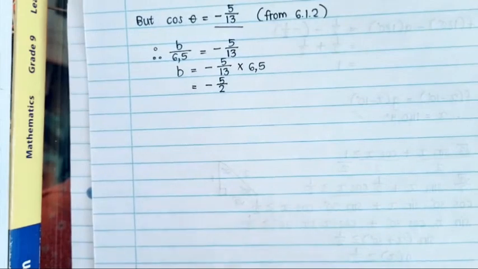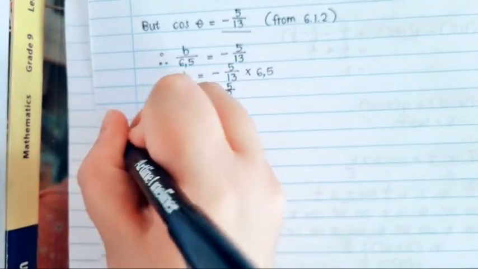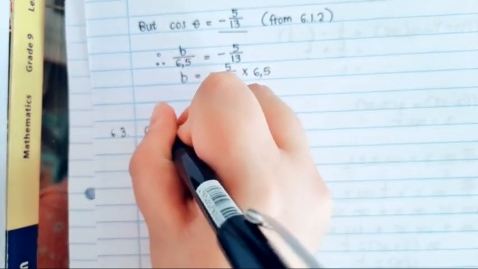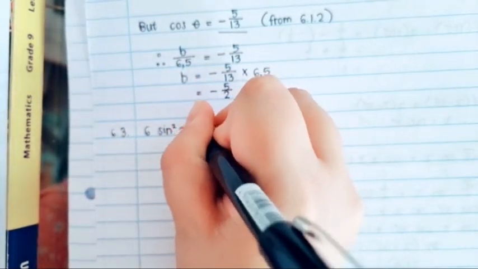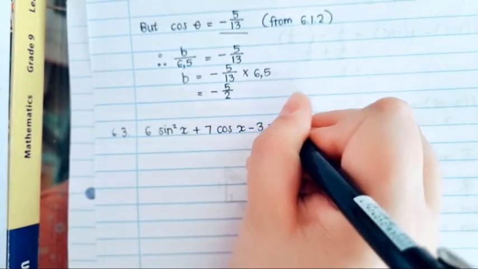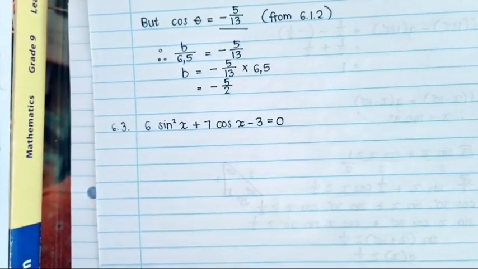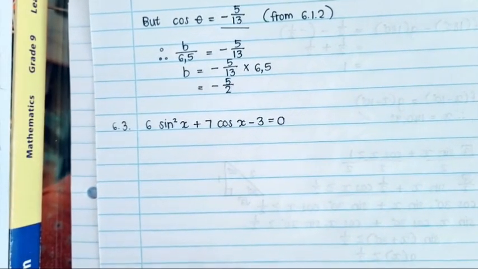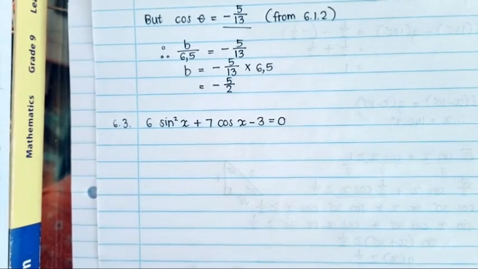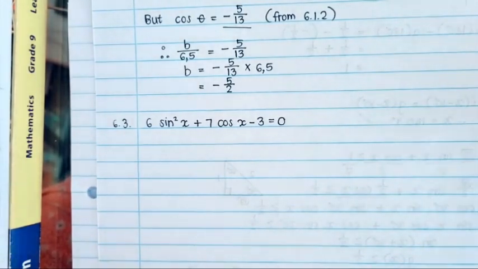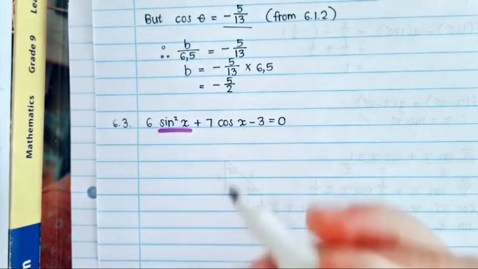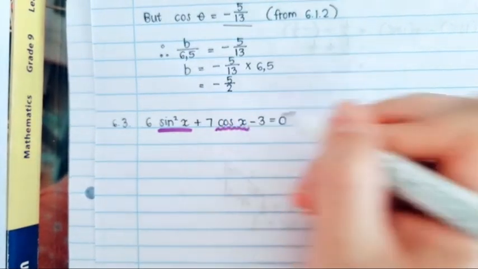But 6.3, let's get to that because people have been asking for general solution and I want to get to that quickly. 6.3, they're asking for the general solution of 6 sine squared x plus 7 cos x minus 3 equals 0. Okay, so now we need to solve for x here. All right, what I want you to notice is that we have a sine squared. Sine squared, that is the key to this. All right, we have a sine squared and we also have a cos x.